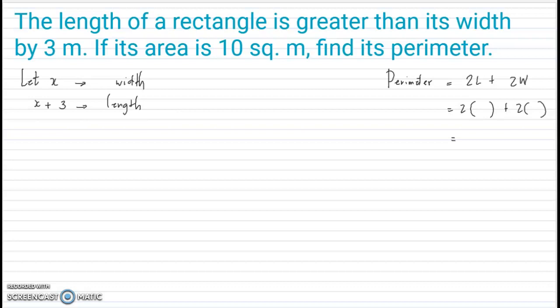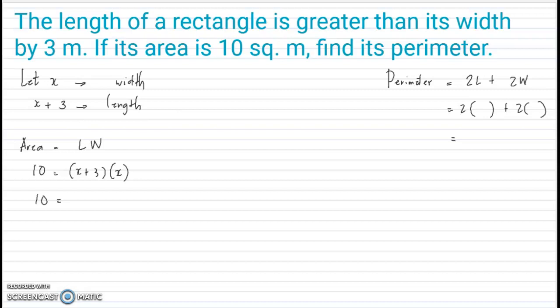The area is 10 square meters. So we know that the area of a rectangle is equal to length times width, right? So according to the problem, the area is 10 square meters. And the length, based on our representation, is x plus 3, and the width is x. So we just need to solve this quadratic equation.